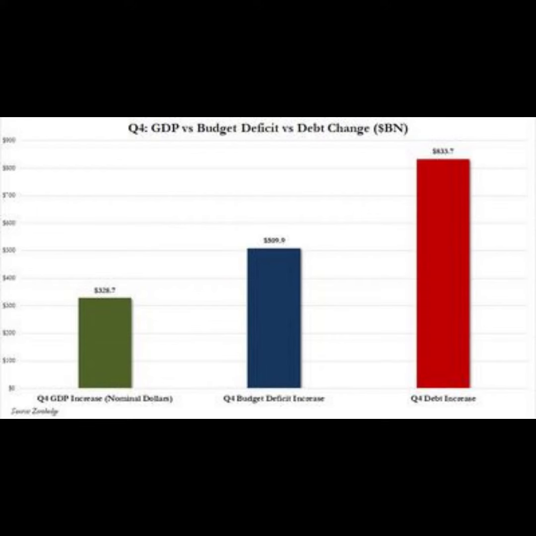Zero Hedge indicates that in nominal terms, all the growth in the deficit and debt has nothing to do with the production growth, i.e. gross domestic product, GDP. These figures are disproportionate to GDP. Zero Hedge says that in the end the gross domestic product in the United States in the fourth quarter, rightly or wrongly, ends up going up $329 billion.